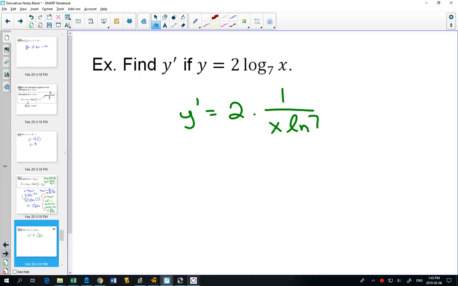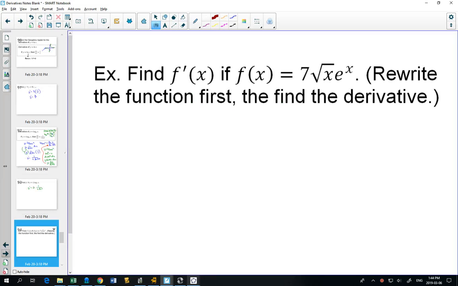Why isn't this a product rule? Why shouldn't I make this a product right there? Because it's just a constant in front, right? There's no function in front, so we don't have to worry about a product rule. But if that was a function in front, then we would have to use a product rule. Oh, nice segue.